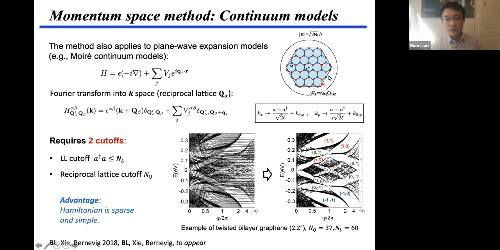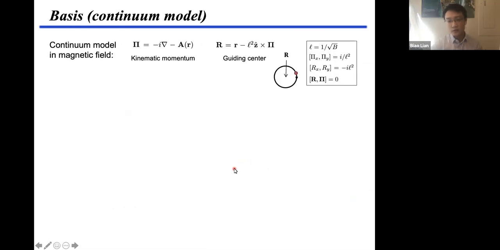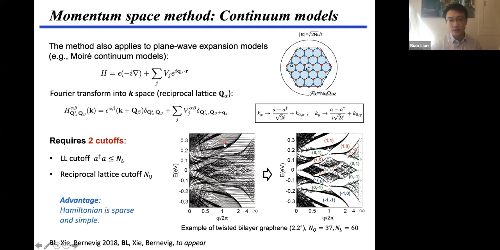Basically, what happens is these two cutoffs give us the momentum space boundaries. The reciprocal lattice cutoff gives us a boundary, for example, I just cut it off here, while the Landau level cutoff also gives us a radius cutoff. The smaller one of these two boundaries plays the role of the momentum space boundary, and that's where these edge states are located in momentum space.